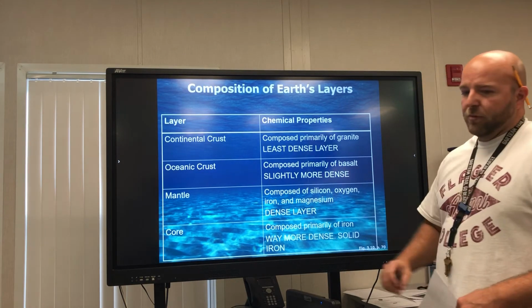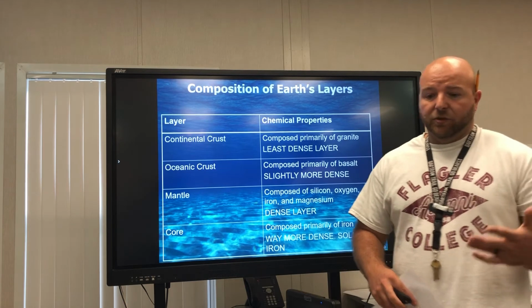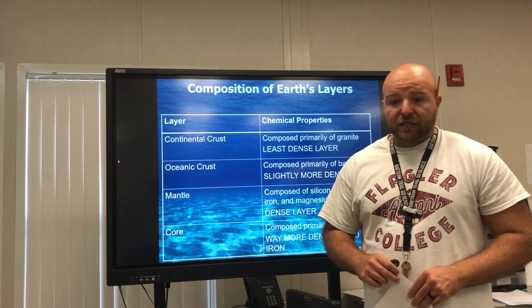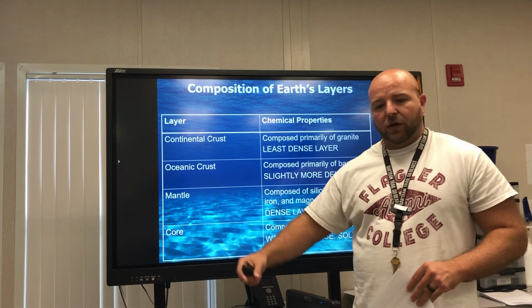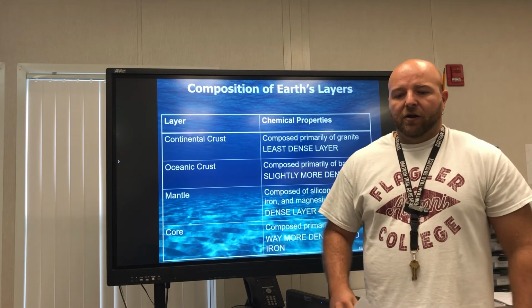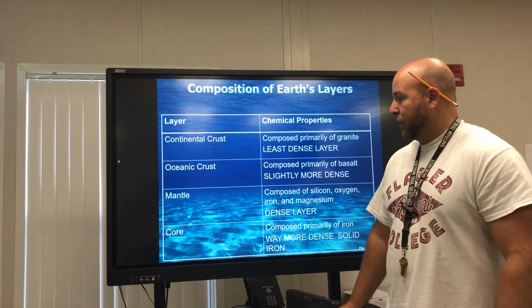And then we get to our mantle. Our mantle is composed of a number of different things, including mostly silicon, oxygen, iron, and magnesium. It is very, very dense. However, it is not the most dense. We've still got our core. Our core is mostly iron, and it is by far the most dense out of all of them.